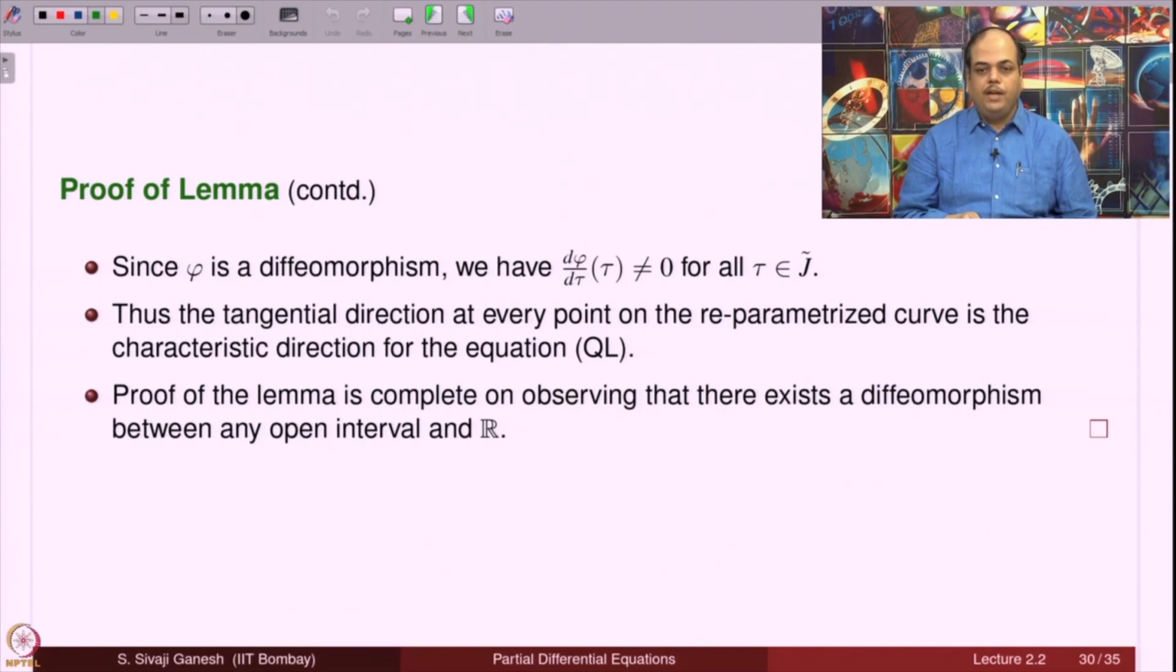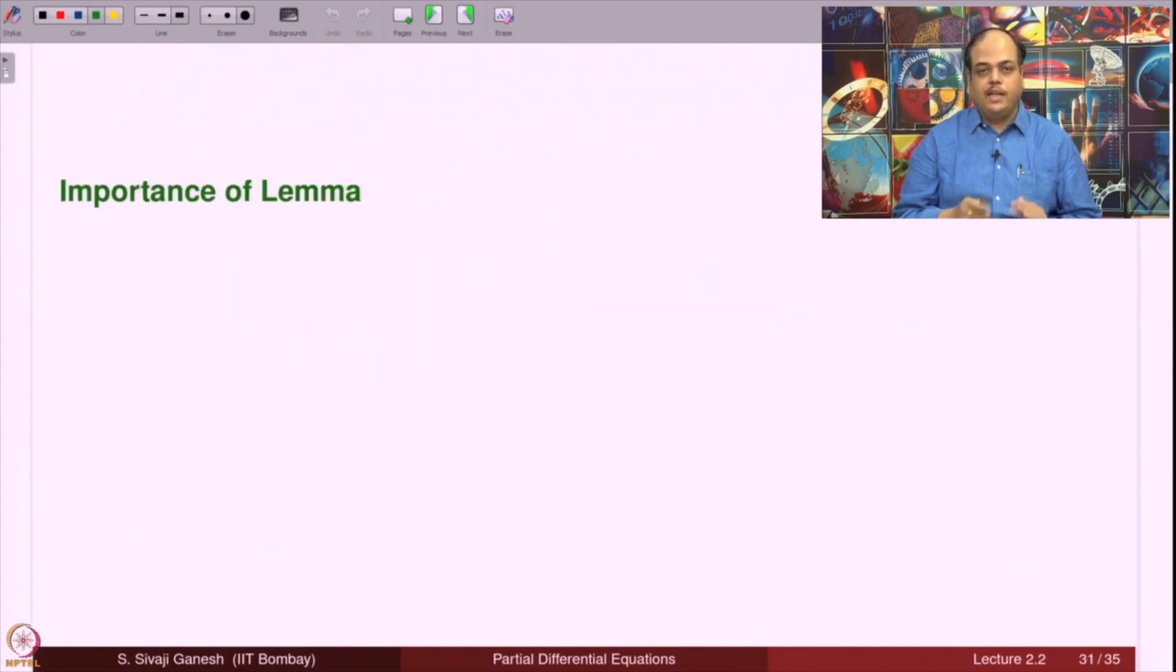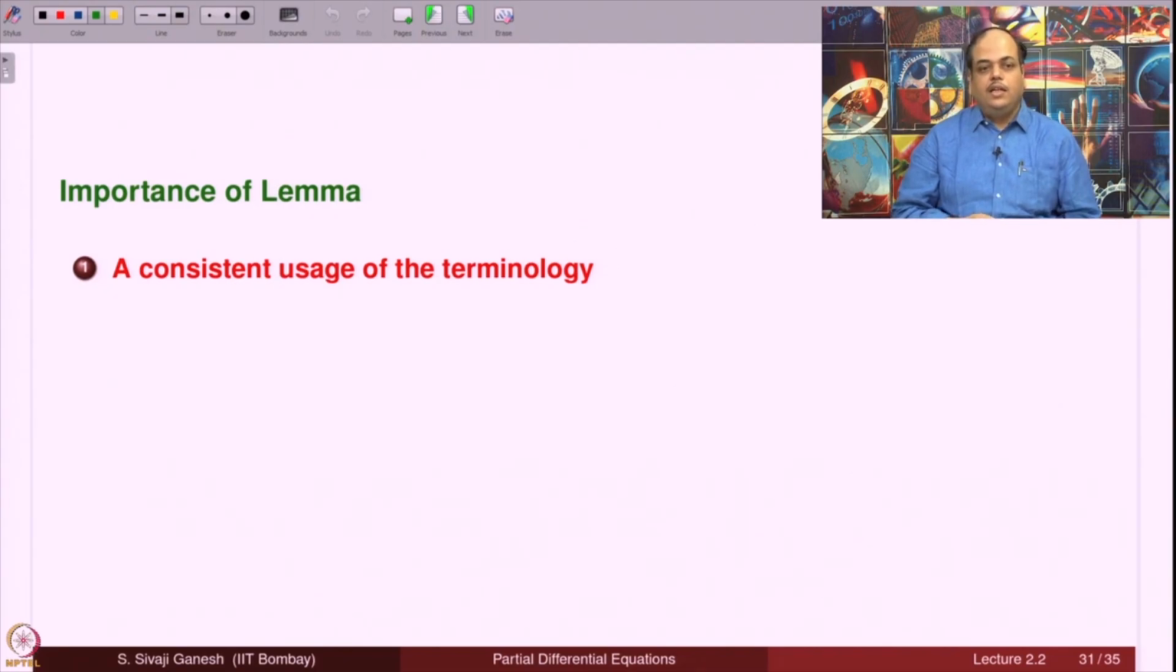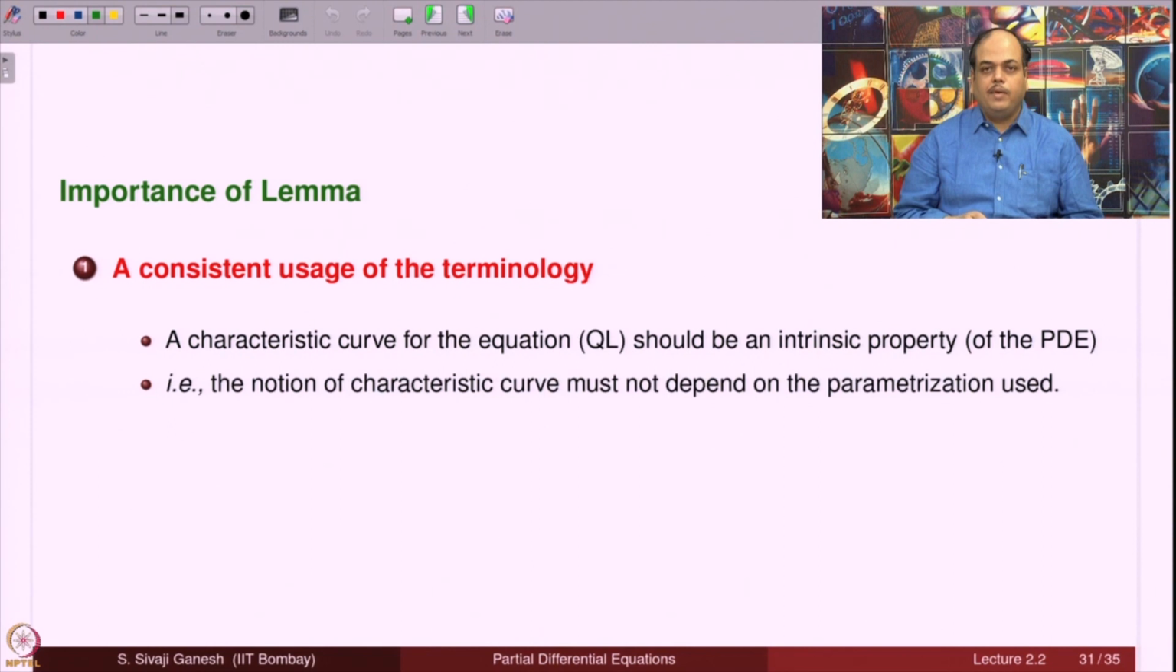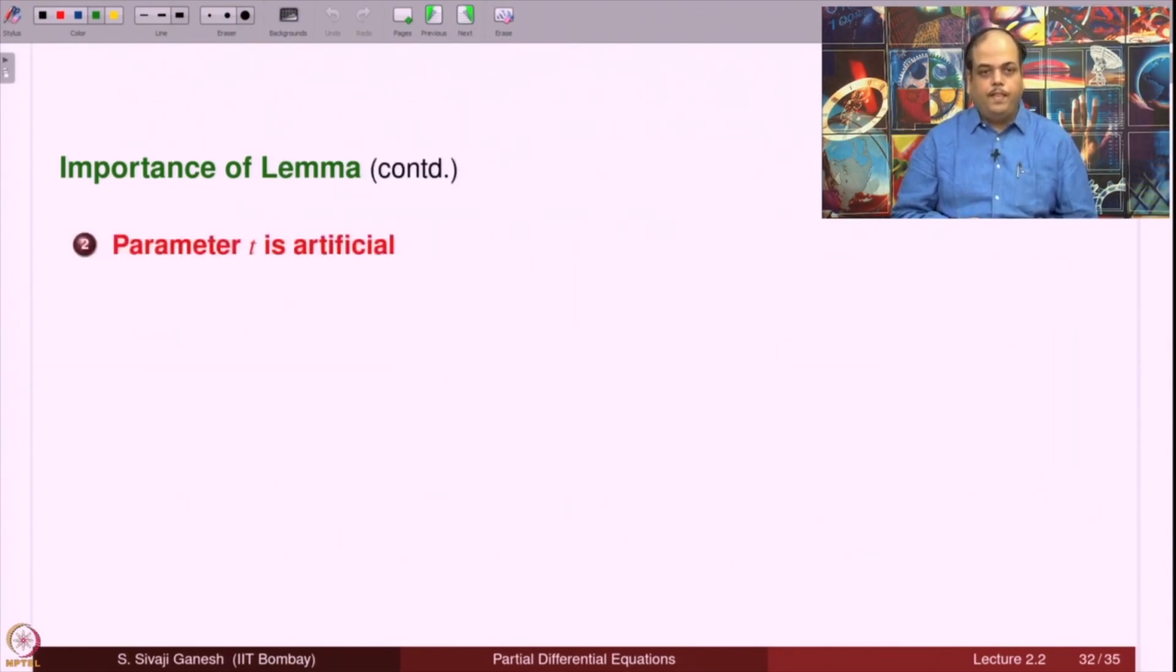So, the proof of the lemma is complete on observing that there is a diffeomorphism between any open interval and R. Therefore, we can reparameterize a characteristic curve by R. The importance of this lemma is that it gives us a consistent usage of the terminology. A characteristic curve for QL should be an intrinsic property of the PDE. It should not depend on the parameterization used. Remember the definition was using a parameterization. This is confirmed by this lemma, and the parameter t is artificial.